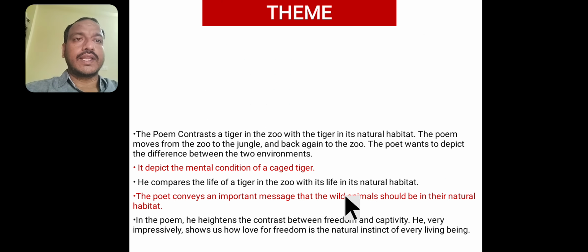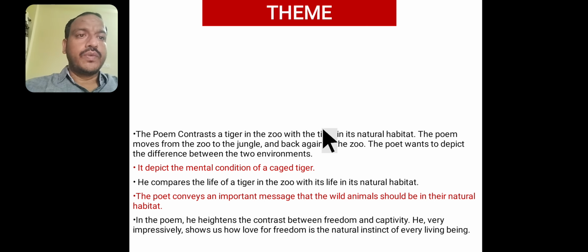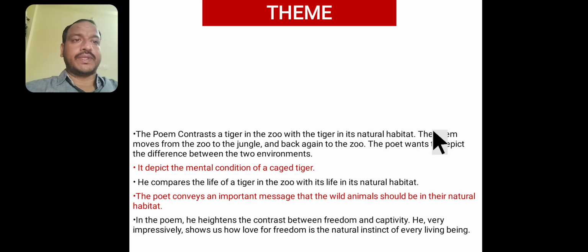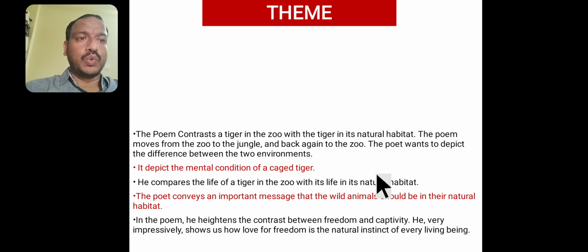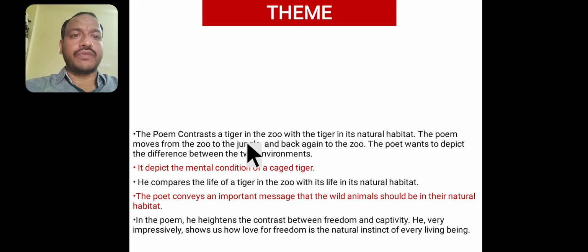Now let us look at the theme of the poem. The poem contrasts a tiger in the zoo with the tiger in its natural habitat. So here place yourself in the place of a tiger. How would you feel when you are at home and when you are in the hostel? The poem moves from the zoo to the jungle and back again to the zoo. The poet wants to depict the difference between the two environments here.